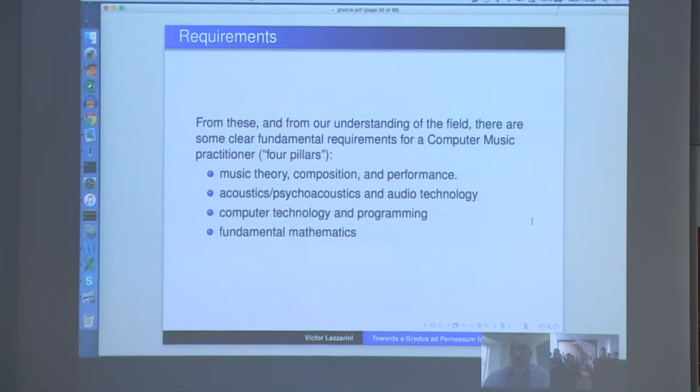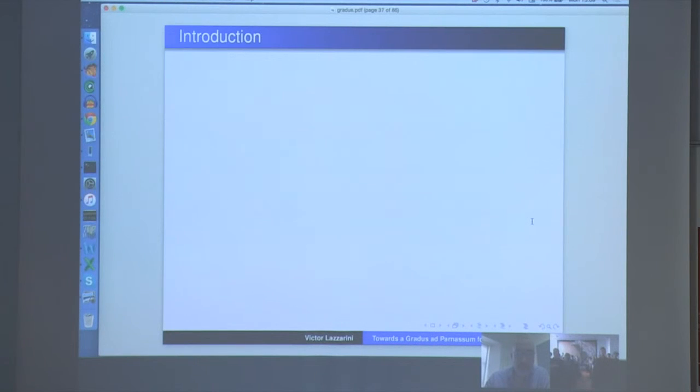So let's call these our four pillars, and we'll now use our four pillars to try and work out a curriculum for computer music. So this is what we'll do next. Okay.